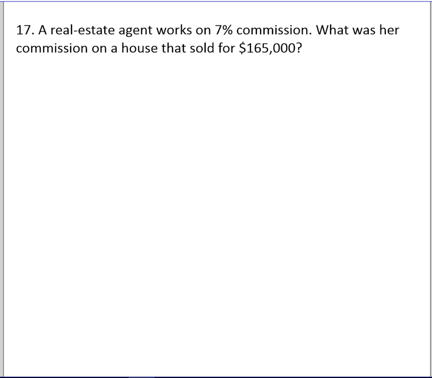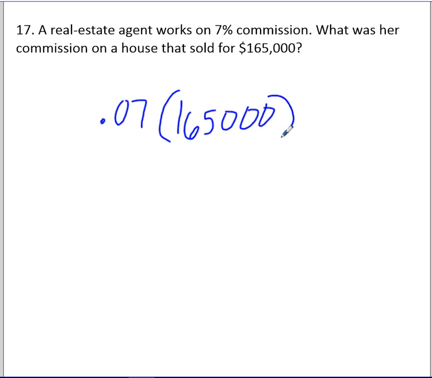Here's a commission problem. A real estate agent works with 7% commission, and so the commission on a $165,000 house, we'll take our percent as a decimal, 0.07, and multiply it by the sale price of $165,000. And that's how much commission, so let's just put C equals for commission. So commission on that house is $11,550 when we multiply.